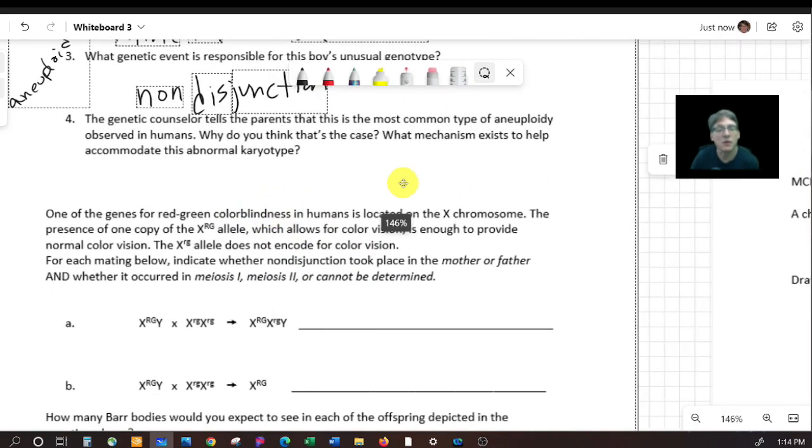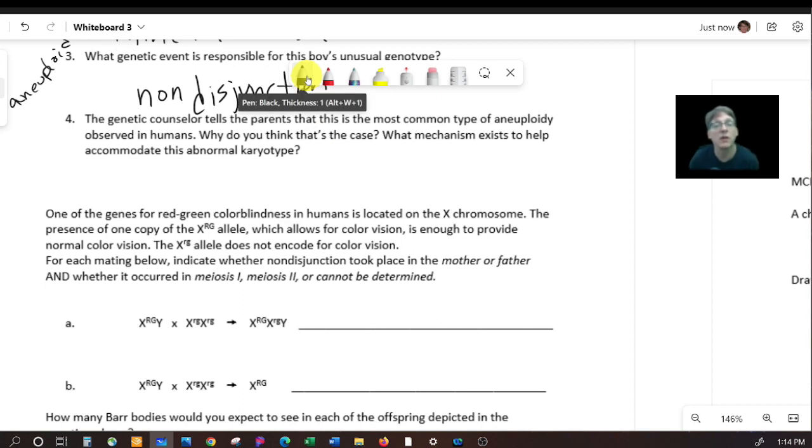So now the next set of questions that we're going to look at. The genetic counselor tells the parents that this is the most common type of aneuploidy. Why do you think this is the case? And what mechanisms help accommodate this abnormal karyotype? In terms of aneuploidies, where we have the incorrect number of total chromosomes in an individual, most frequently this is found dealing with the sex chromosomes, either having an extra X chromosome, as in the case of Klinefelter syndrome, or an individual that may have Turner syndrome, in which they have just a single X chromosome and no other sex chromosome.